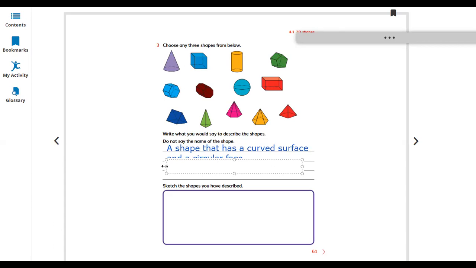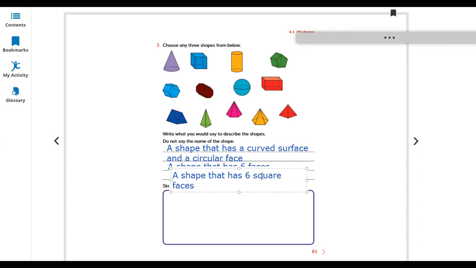Okay, now I'm writing about another shape. A shape that has six faces, and same like this I'm writing a shape that has six square faces. So sketch the shape you have described.